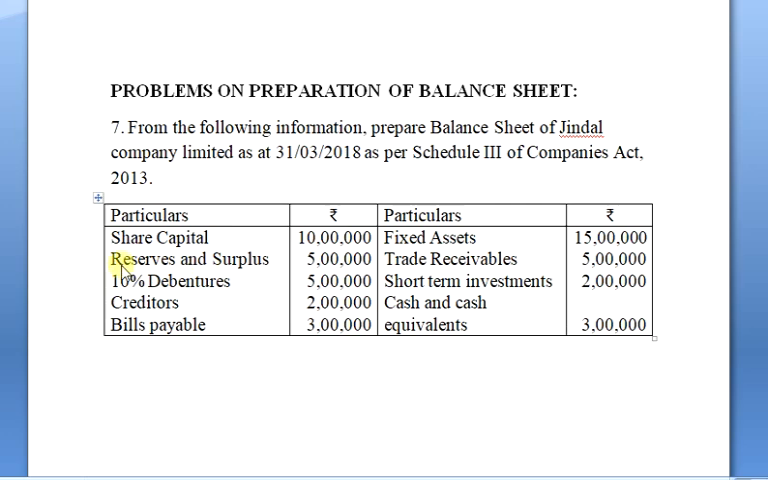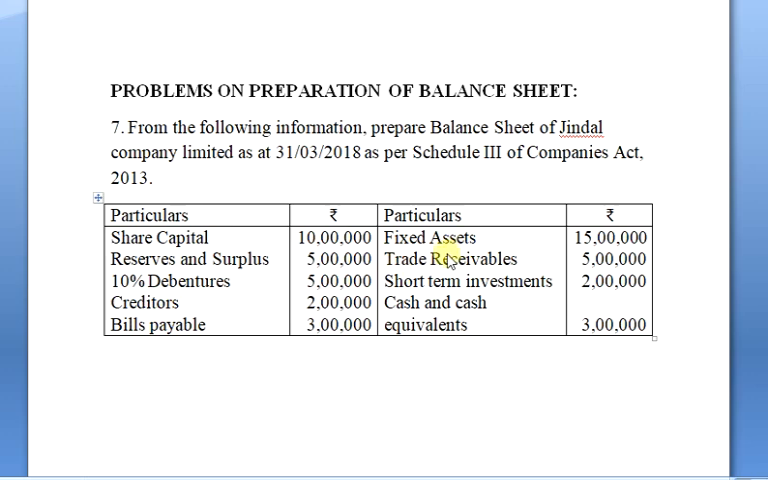10% debentures. It is a long-term loan, we can say. That is long-term borrowings. Whatever long-term borrowings are there, this is 10% debentures. We will not be paying in the short period. It will be paid in the longer period. Again, creditors and bills payable are there. Where will these creditors and bills payable appear? Under current liabilities, under trade payables, we can call.